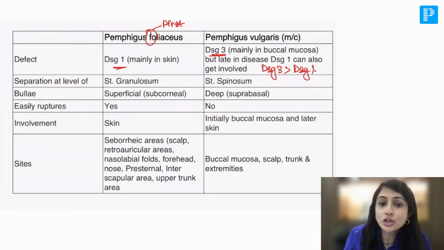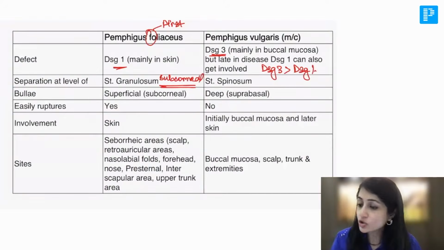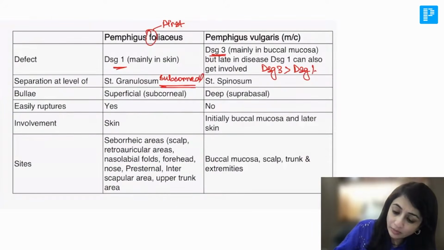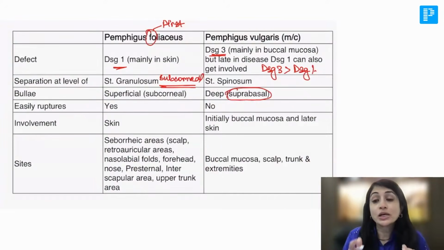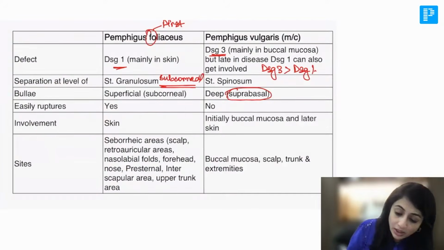The separation happens at the level of stratum granulosum. So it is a subcorneal bulla that you see here. The bulla is subcorneal. There is no mucosal involvement in foliaceus. Then here, the bulla is suprabasal. It is above the basal layer. Because in foliaceus, the bulla is subcorneal, it ruptures easily. And so what do you see? You see mainly crusted erosions here.